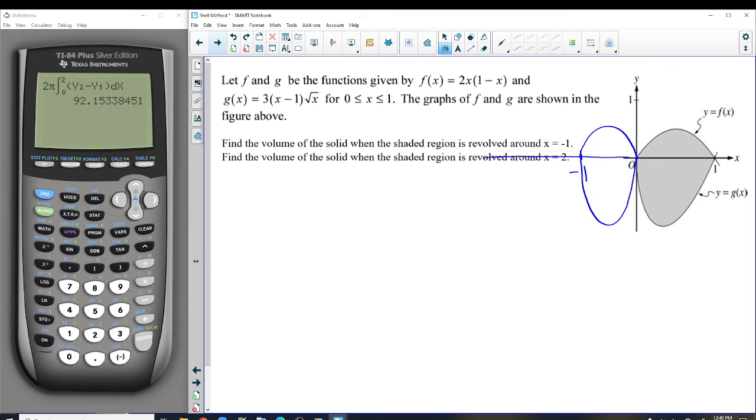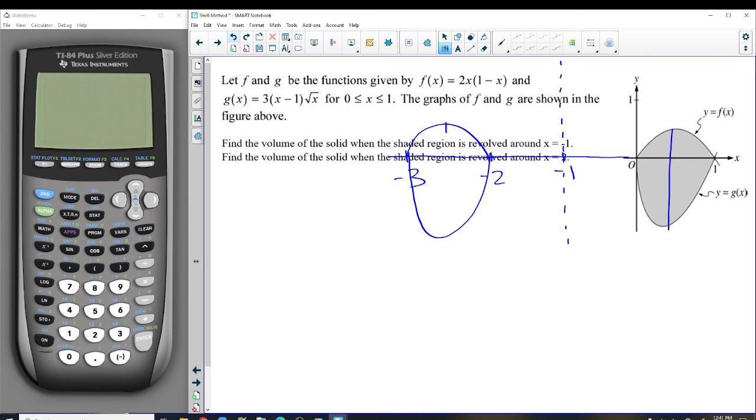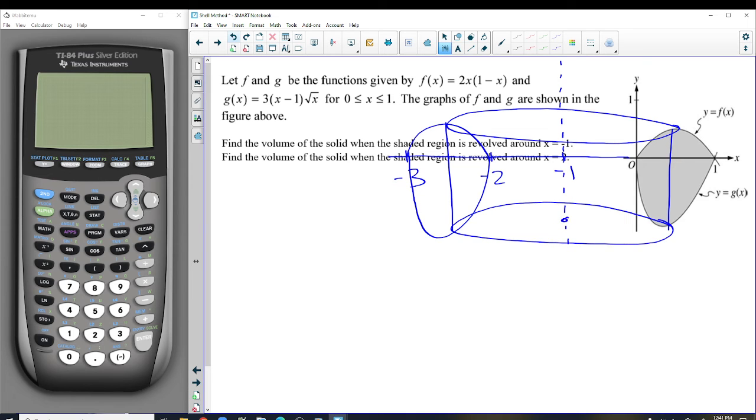Oh, no, that'd be revolved around the y-axis, excuse me. So we have -1 here, -2 here, and then it looks like, oh, nope, that's not it either, is it? I'll get it. We've got to go all the way over here. So we're revolving around -1. So finally, I think I got it now. Like this, here's the edge of the shell, here's the other edge, and we're rotating around -1. So the radius goes from here to whatever x value we're on.